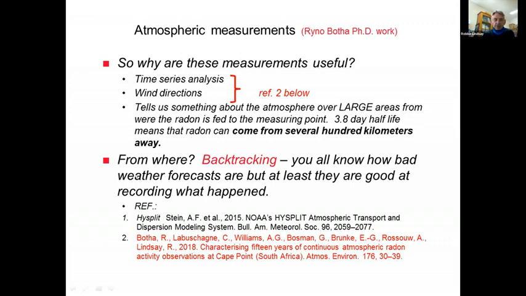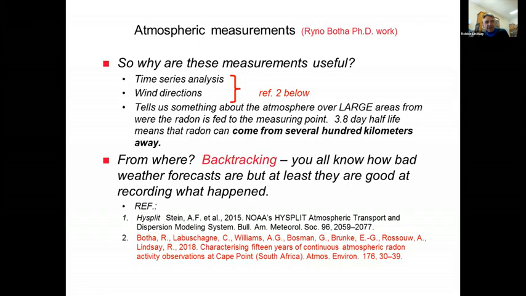As you know, people who do weather forecasting are not very good at predicting what's going to happen in the future, but they actually do quite a lot of recording of what happened in the past. So they have great data on where the wind was blowing from and what the pressure was, et cetera, et cetera. So you can actually work backwards. And there are these computer programs like iSplit, an atmospheric transport dispersion modeling code, which Reino has now used and sort of worked back to see where the radon came from.